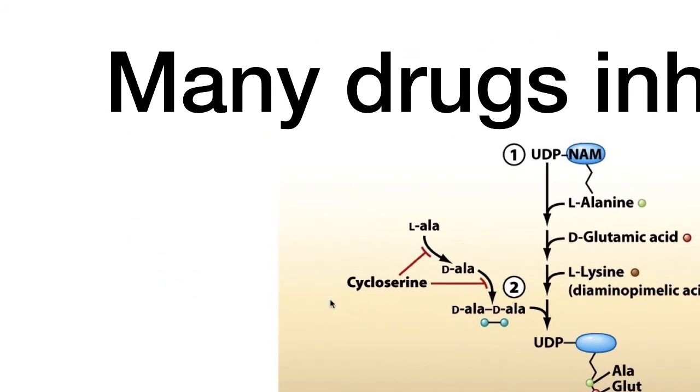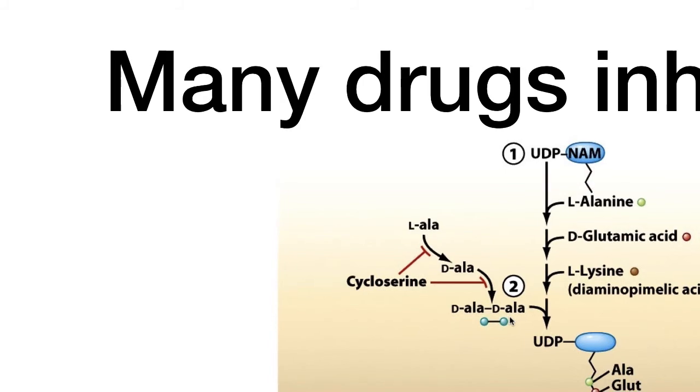Cycloserine is a molecule that inhibits the formation of this D-alanine dimer. Right? Alanine is an amino acid, and part of the synthesis of peptidoglycan is making this D-alanine dimer, and if you can't make that, you can't make the cell wall.